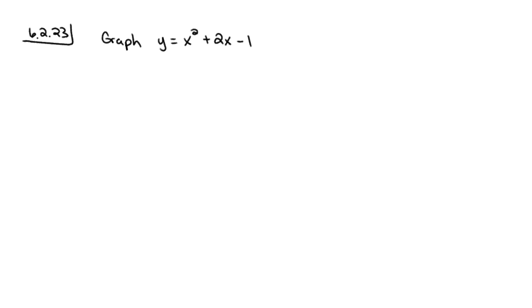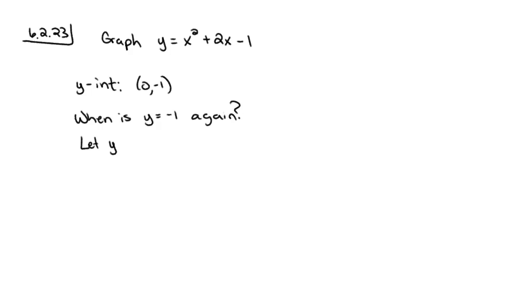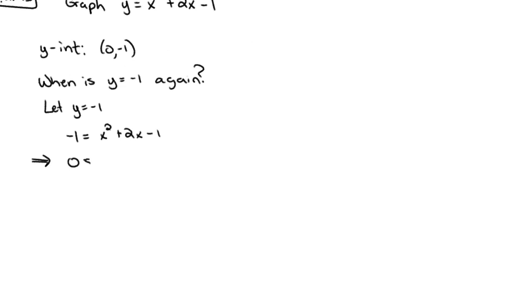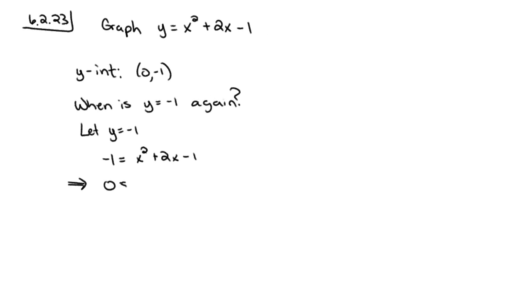So let's see, the y-intercept here is going to be -1, right? You let x equal 0, you get an output of -1. Then you ask yourself, when is our y value equal to -1 again? And of course, that happens when we let y equal -1. So we're going to solve -1 is equal to x squared plus 2x minus 1. If you add 1 to both sides, you get that 0 is equal to x squared plus 2x.